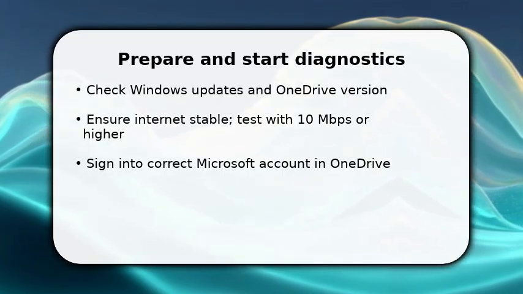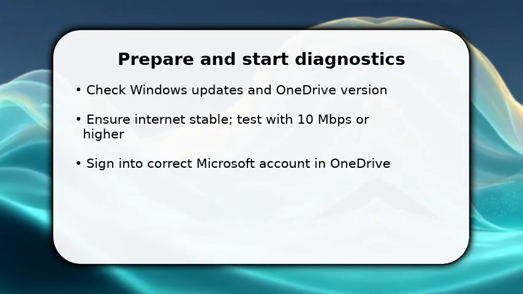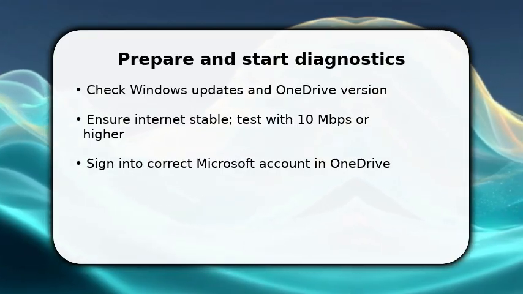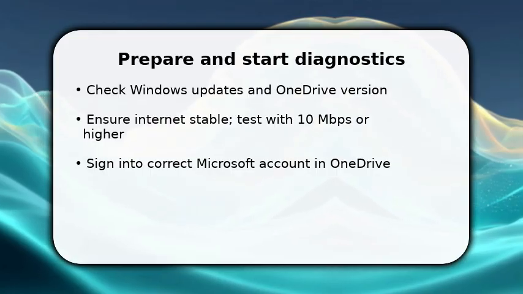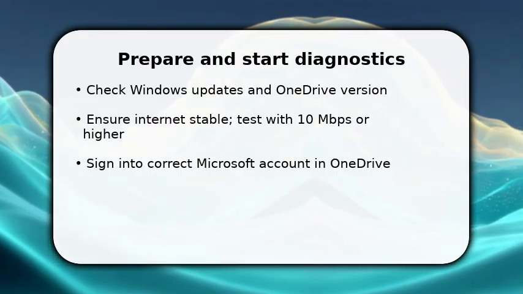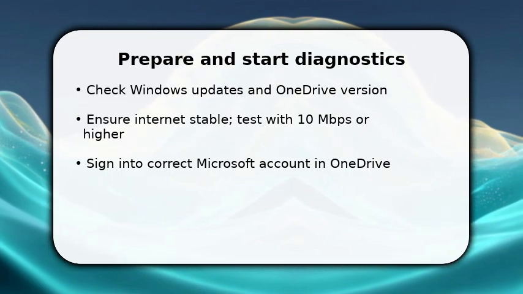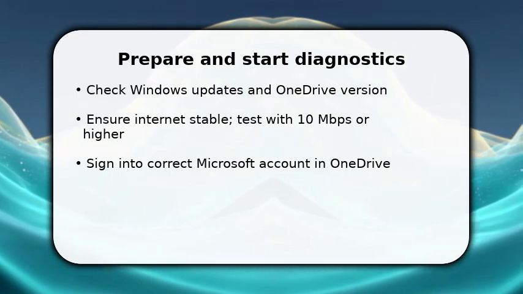Once done, test your internet speed and switch to a wired connection if possible to eliminate network variability. Make sure you have admin access, because you may restart services or run repair commands in the next steps.